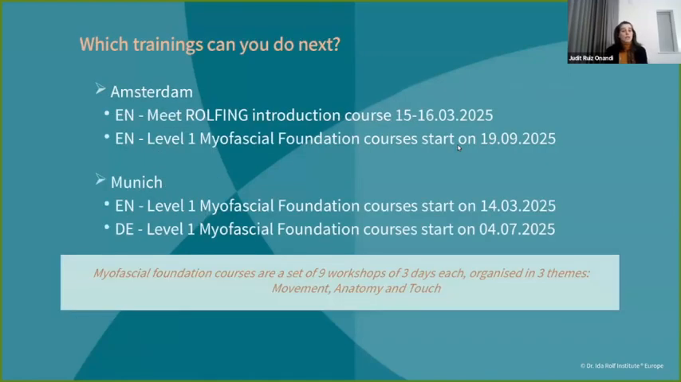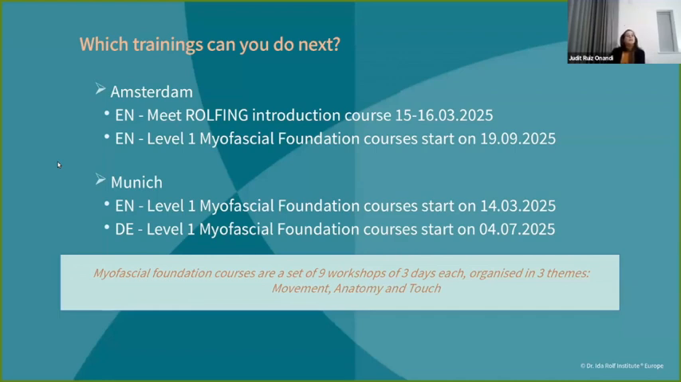And if you're thinking about training, maybe to become a Rolfer, or just because you want to know more about how Rolfing is, the next trainings are held in Amsterdam and in Munich, Munich being the headquarters. In English, you have the Meet Rolfing Introduction course, which is 2 days. And then in English and in German, you have level 1. To become a certified Rolfer, we have level 1, level 2, level 3.